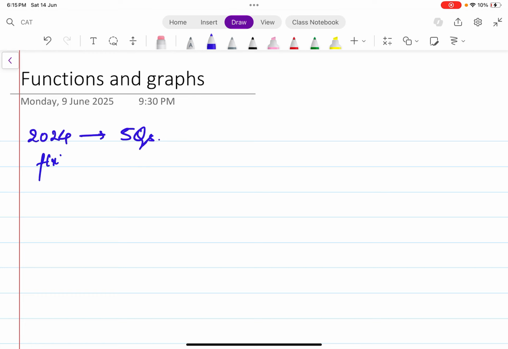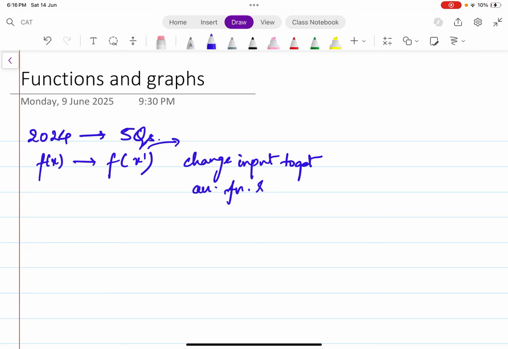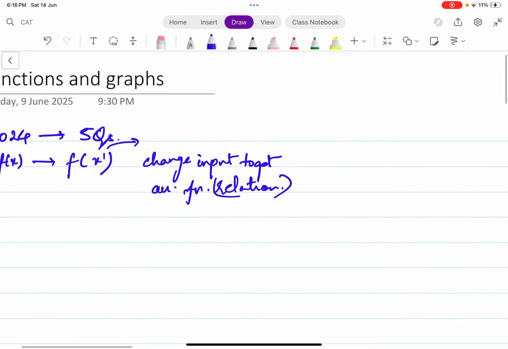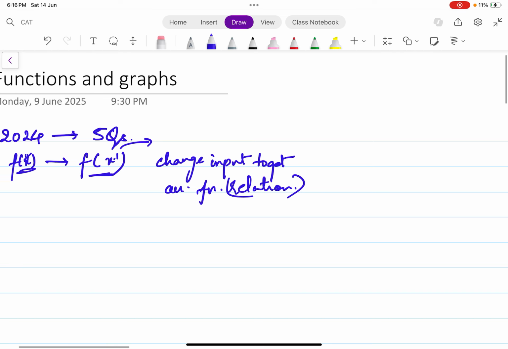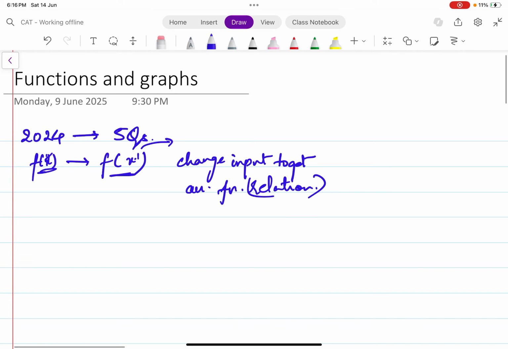First off, f of x and f of transformed x, which basically means you change the input to get another function, and you try and find relationships between those functions, or it could be vice versa. They'll give you this function, they'll give you this function, and then they'll give you a relationship between those two functions, and then they'll ask you what is the value of x or what is the value of a constant within x. So this is the basic model in which they can ask. So this is the first model.